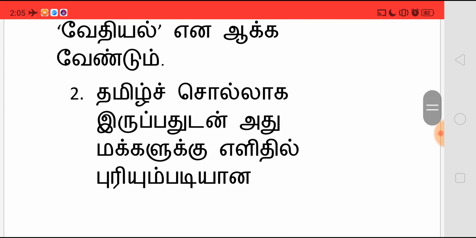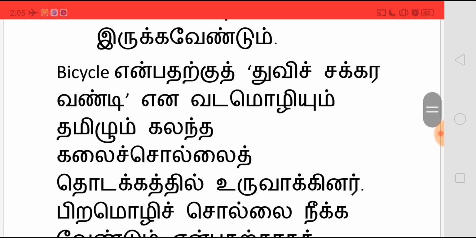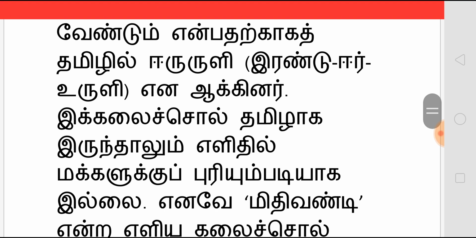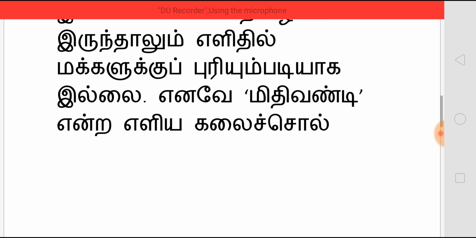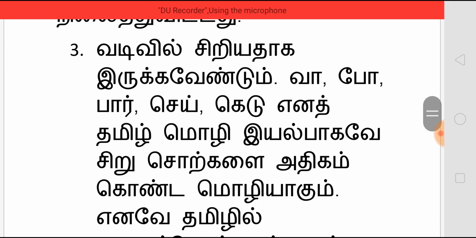And next, these Tamil Sorkal must be simple so that people can understand them. For example, the word bicycle, first it was said as Tuvi Chakra Vandi, and this was a combination of Sanskrit and Tamil, and therefore they wanted only a Tamil word, so they made a word Iruruli, that is Irandu Iruruli, because there will be two tires. But this was very difficult for the people to understand, and slowly the word Midivandi came, and that was accepted by everyone, and now they are using it.